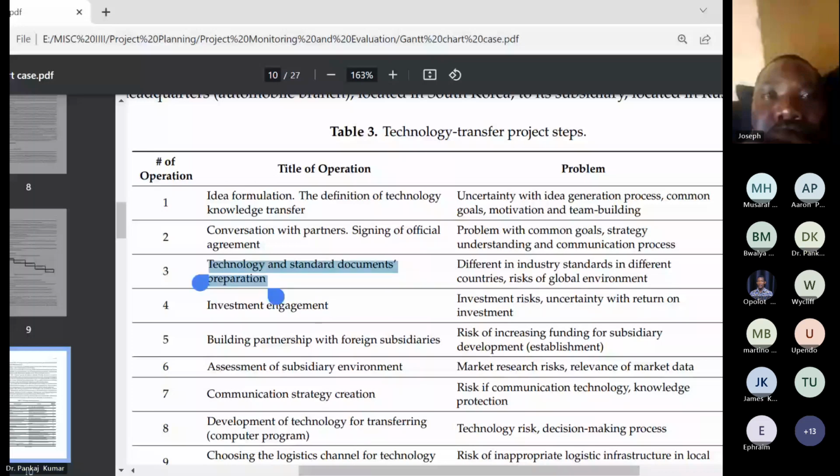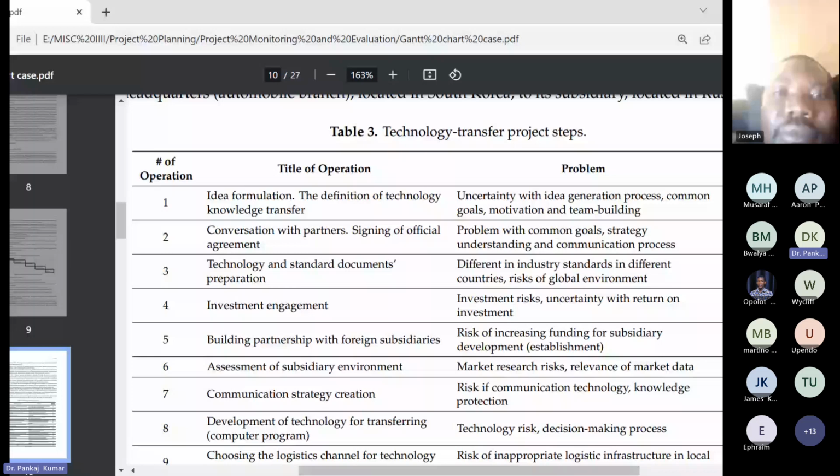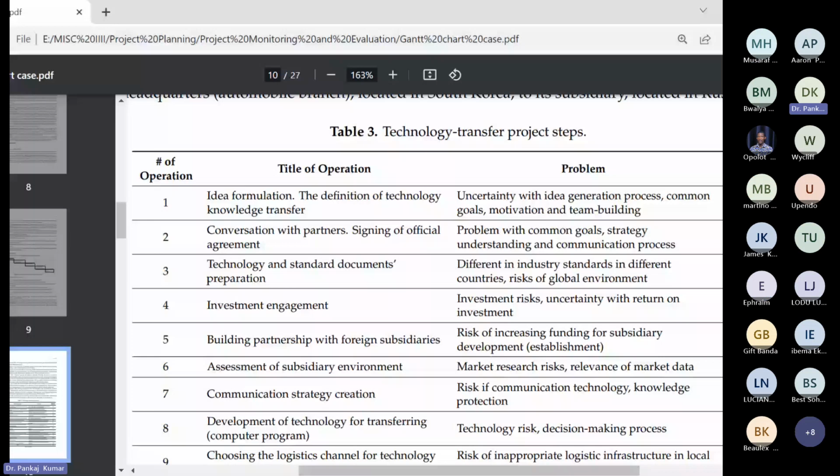Here, technology and standard documents preparation means how you will prepare the standard documents. It depends on the rules and regulations of the organization where you are operating your business. Regulations in Africa might be different from India or some European nations. So as per tax policies and the norms in your organization, you can specify how much time you will take.